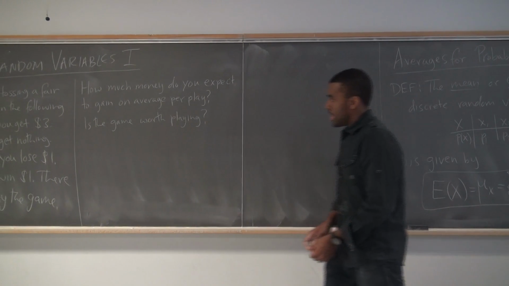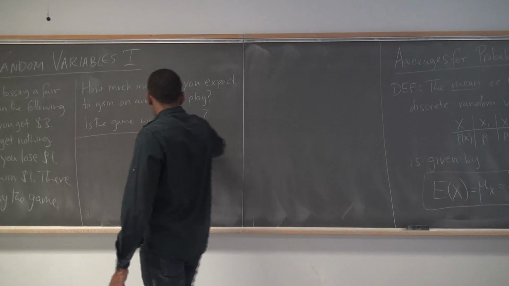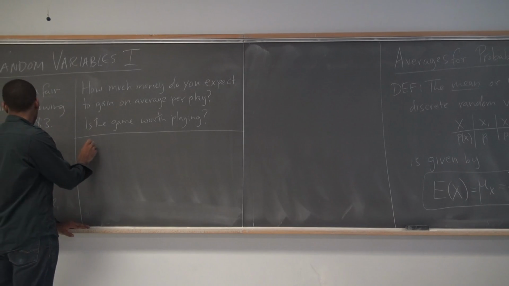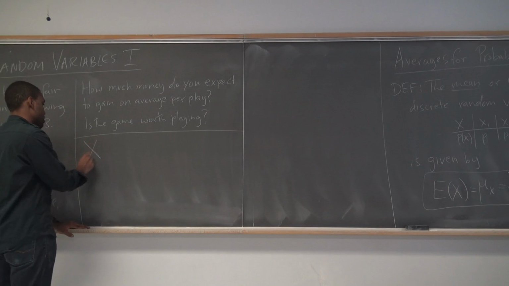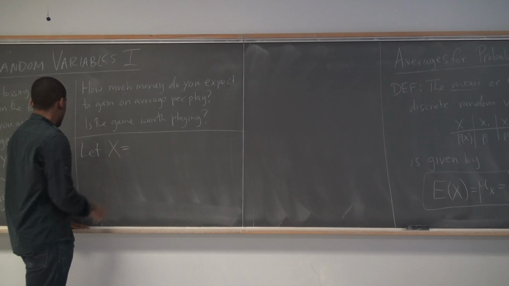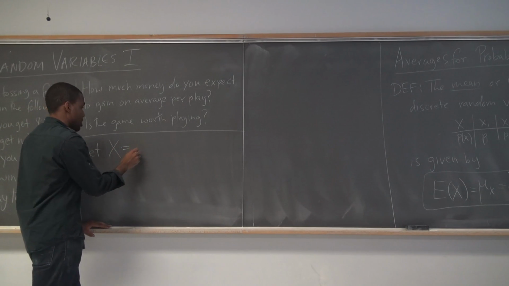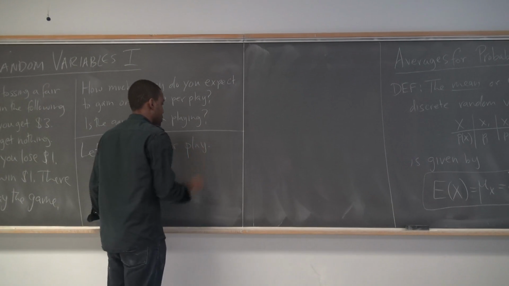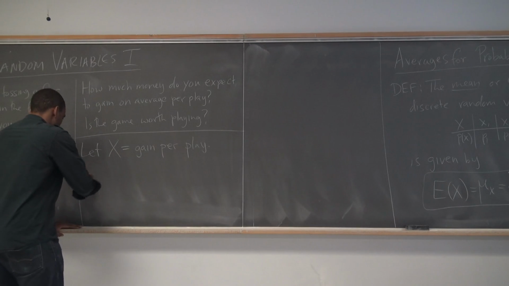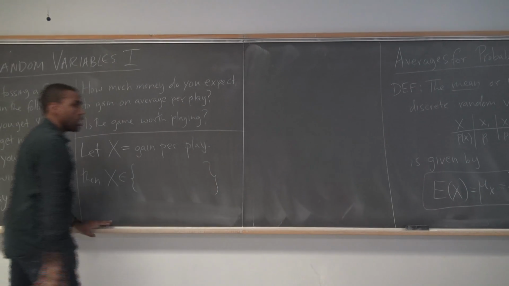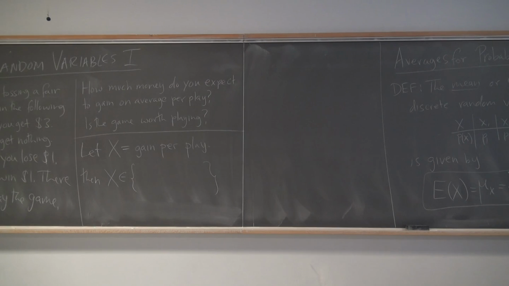Okay. So now what we can do is we can use a discrete random variable to measure our gain. So let's do that. Let x equal the gain per play. Then what are the possible values that x can take on?